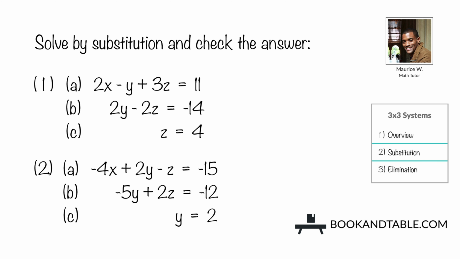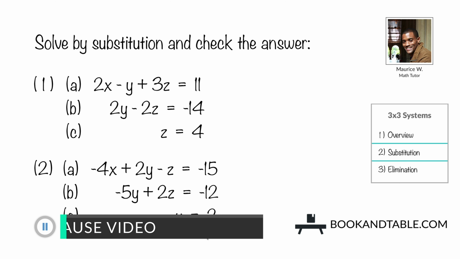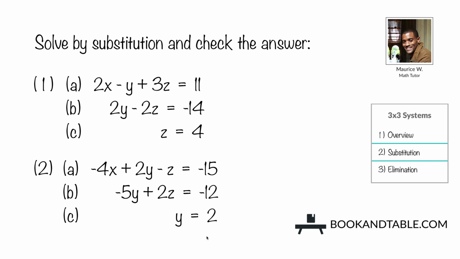Question number 2, equation A is negative 4x plus 2y minus z is equal to negative 15. Equation B, negative 5y plus 2z is equal to negative 12. And equation C, y is equal to 2. Pause the video, answer these questions, and then press play when you are ready to begin.